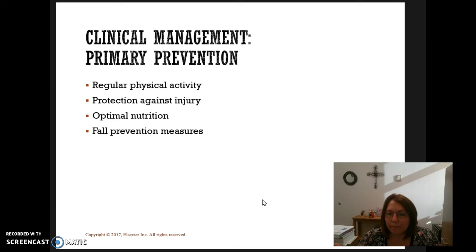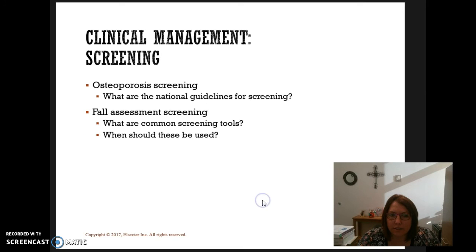Optimal nutrition, how many fruits and vegetables, things like that. And we're going to talk more about nutrition in a future session that I'll be doing. And then looking at fall prevention measures. Again, that goes along with lighting and carpets, things like that I just discussed. Osteoporosis screening, I'm going to talk more about that.